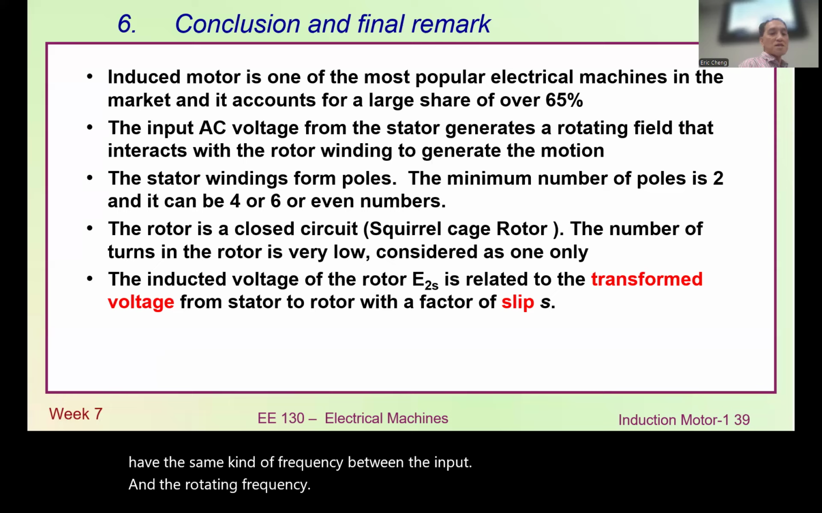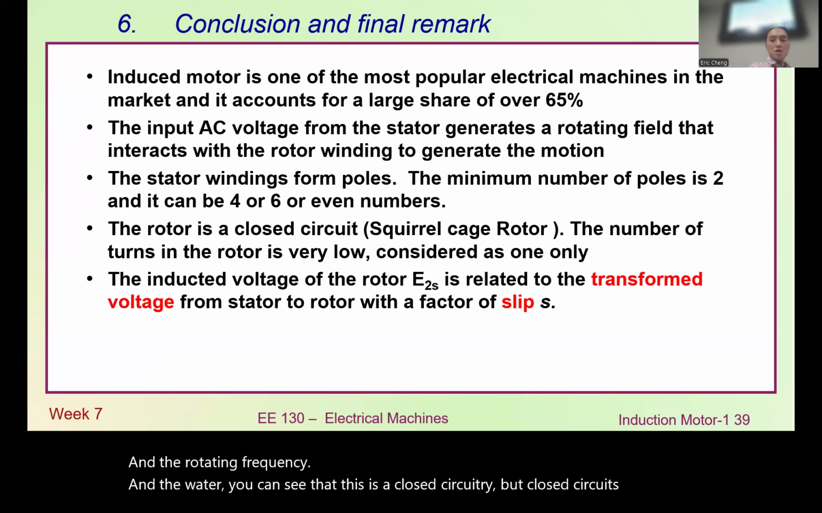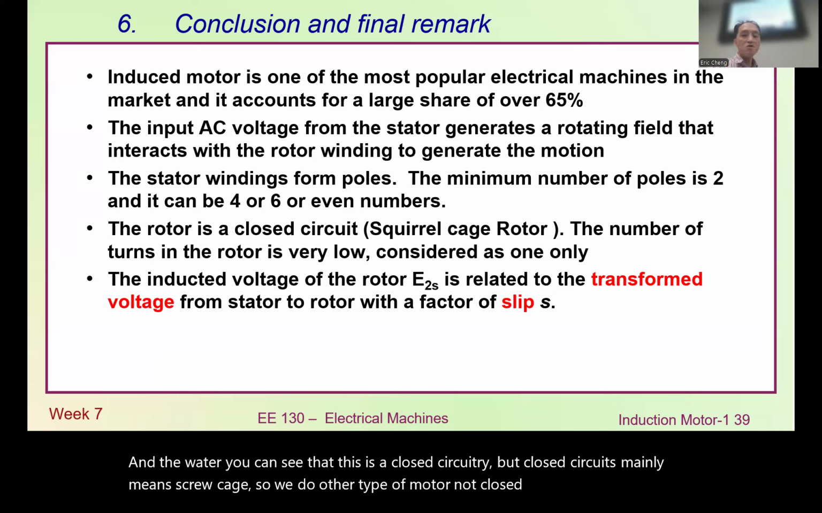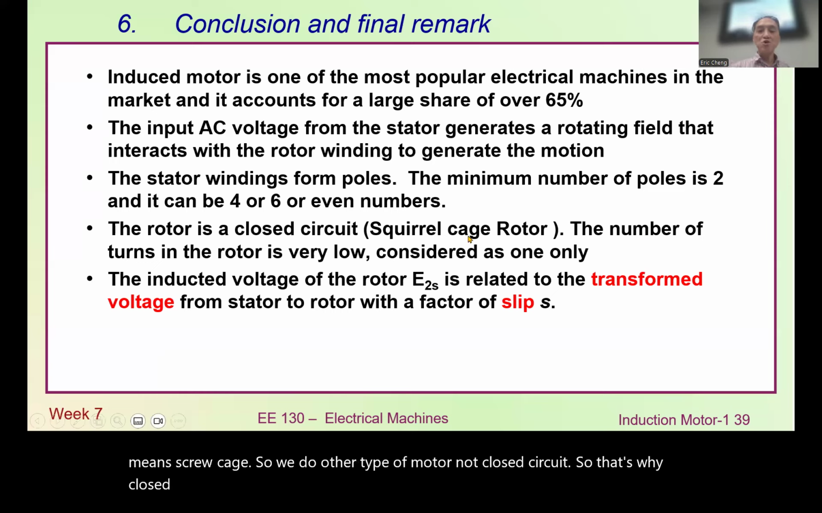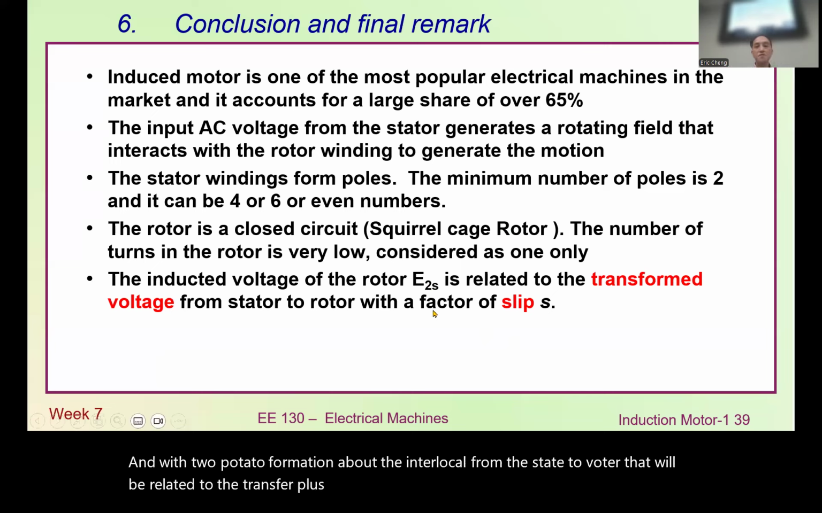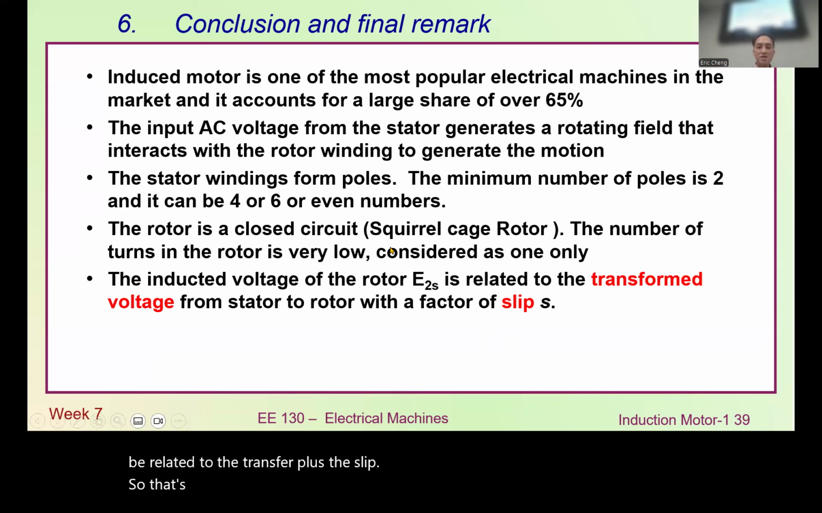And the rotor is a closed circuit, which mainly means a squirrel cage. We also have another type of motor that is not a closed circuit. That's why a closed circuit like the squirrel cage is more popular nowadays. And we produced a formulation for the induced voltage from the stator to the rotor. That is related to the turns ratio plus the slip. That's the main thing we try to learn here.